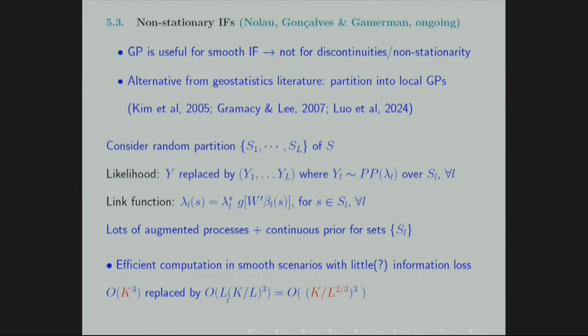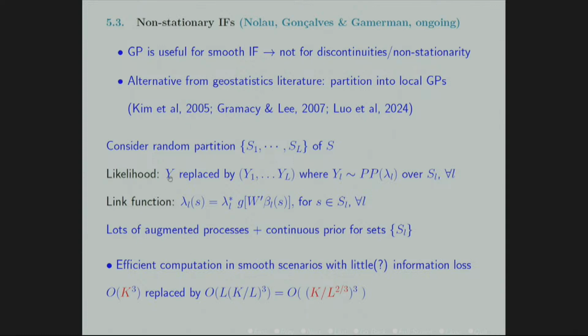So there are many alternatives that have been proposed, mostly from the geostatistics literature. There are some papers there, but I don't have time. The route we took was partitioning into local Gaussian processes. Instead of considering, naively and wrongly, a single Gaussian process putting smoothness all over the region of interest, which is stupid to think would hold in an area like the Amazon jungle, for example, we split it into regions.